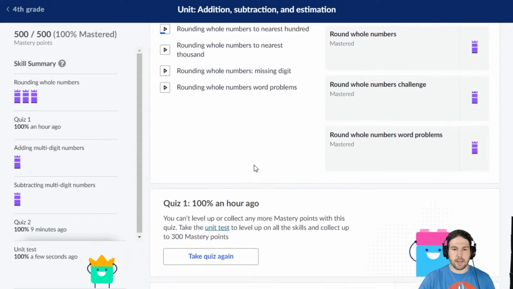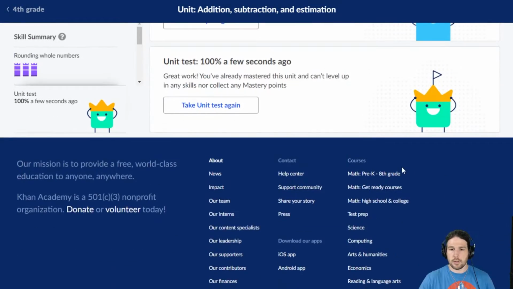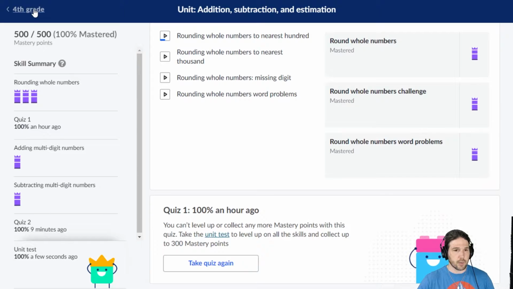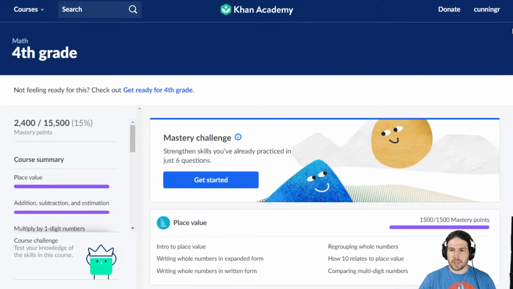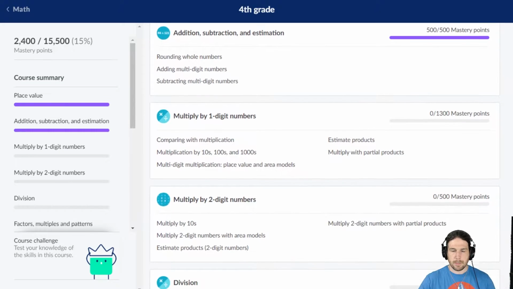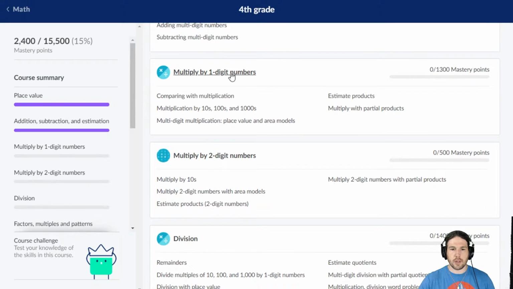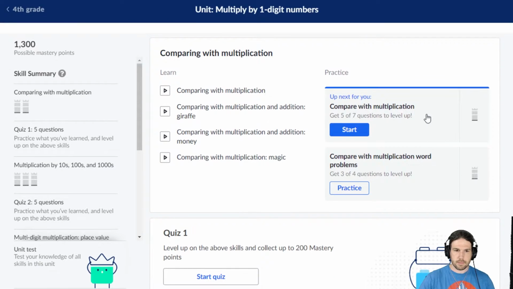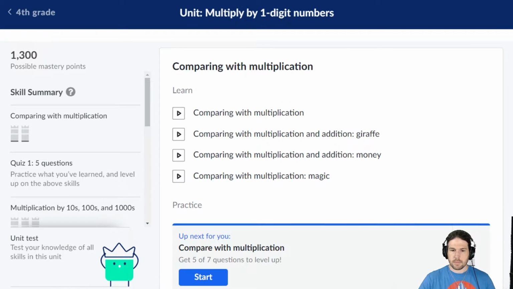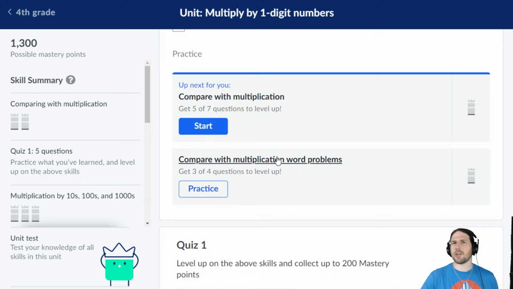Let's go ahead and move on to, actually, we're going to back out into 4th grade. We are 15% of the way through. And we are going to move on to multiply by 1-digit numbers. Compare with multiplication. I wonder what that means.